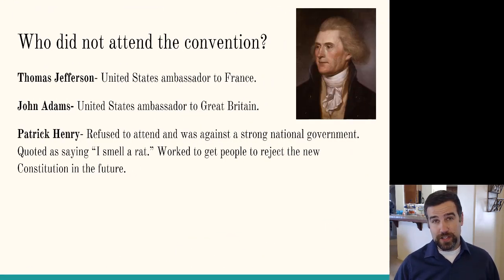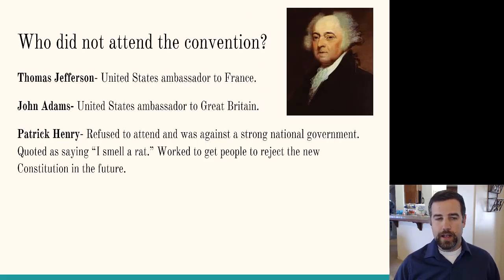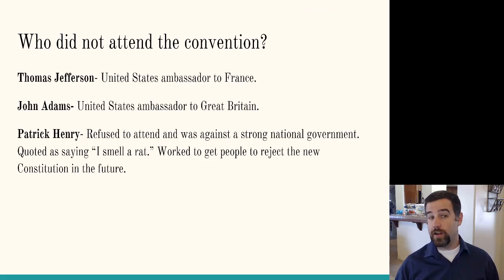So Thomas Jefferson, the main author of the Declaration of Independence, was not at this. He was representing the United States in France, so he was our ambassador to France. John Adams as well, so both of these gentlemen are future presidents of the United States. He also was an ambassador to Great Britain, so he's the first United States ambassador to Great Britain after the Revolutionary War. So you can kind of imagine what it would have been like for him to go and meet with King George III and represent the United States when we originally used to be their colonies.